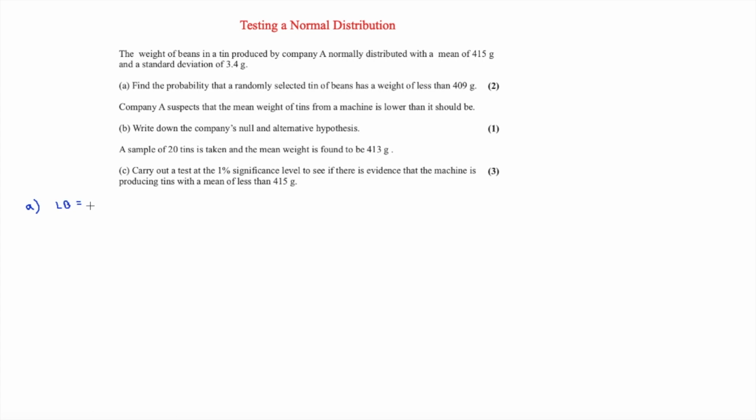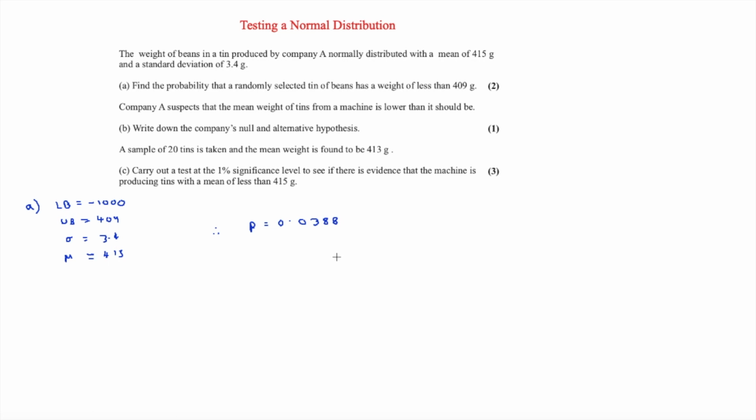Our lower bound this time is going to be minus 1000. That's because it's less than 409, so our upper bound is going to be 409. Remember, this lower bound could technically be anything, just a low number. I normally use minus 1000 just to be 100% sure that it would work, but you can really use anything within 5 standard deviations of the upper bound. The standard deviation is 3.4, and the mean is 415. Press enter on your calculator, and we get a probability equal to 0.0388.